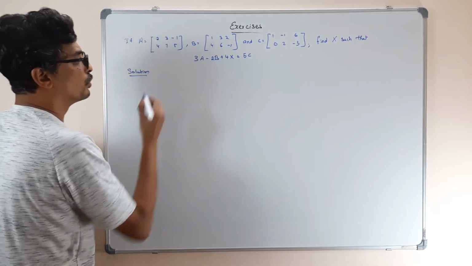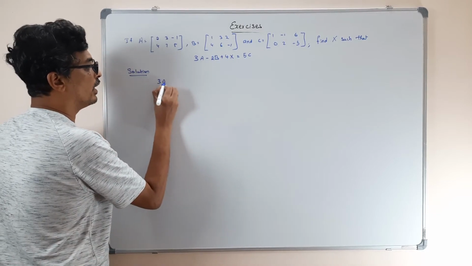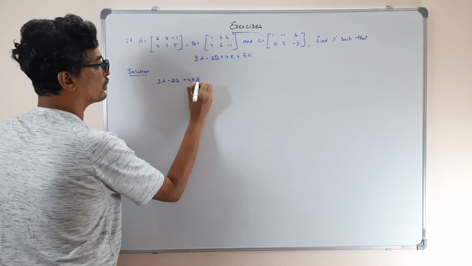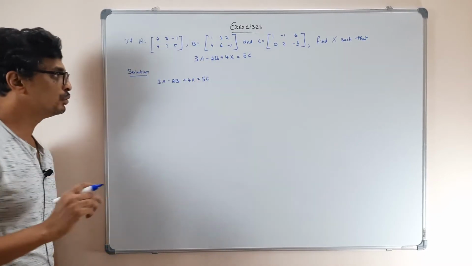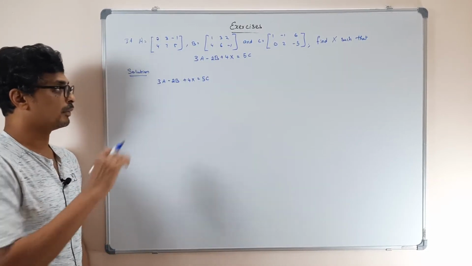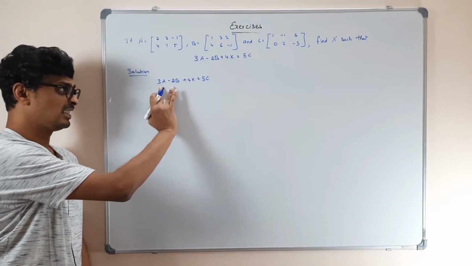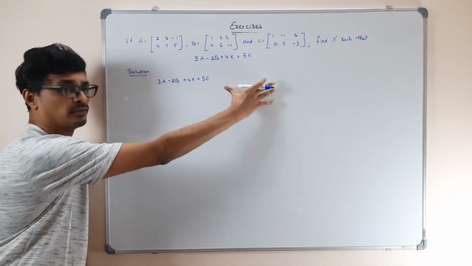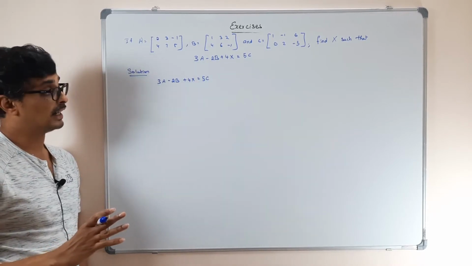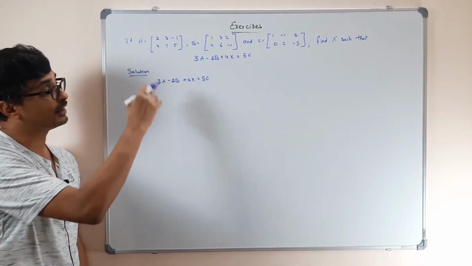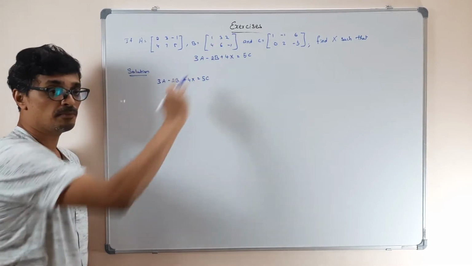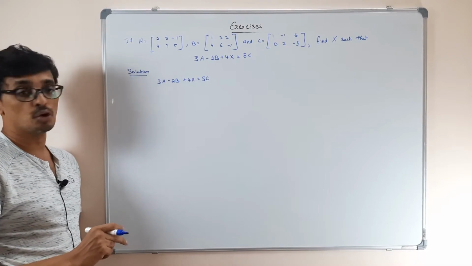What is the solution? So we have given 3A minus 2B plus 4X equal to 5C. See, there are many ways you can do it. For example, you can take these two elements to that side and then write X is equal to 1 by 4 of that. You can do it that way. Otherwise, alternatively, you can assume the matrix. What should be the order of the matrix? They all have to be the same. X also has to be 2 by 3, right?